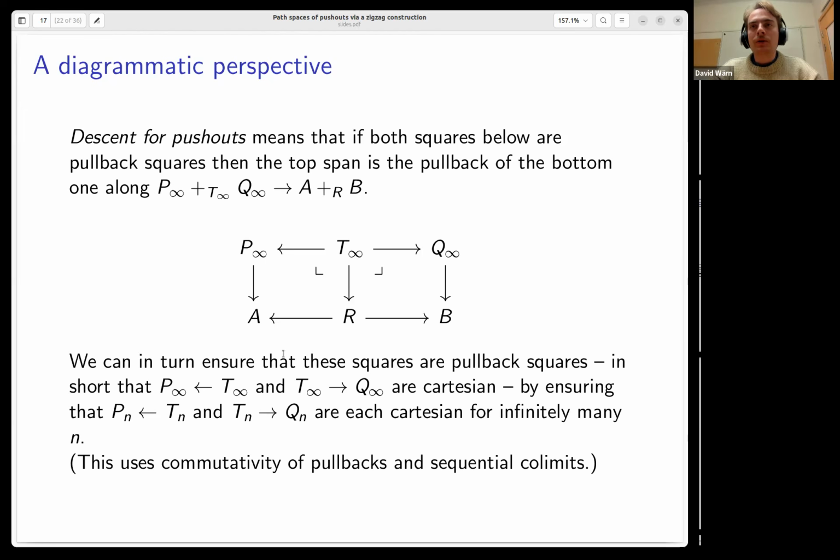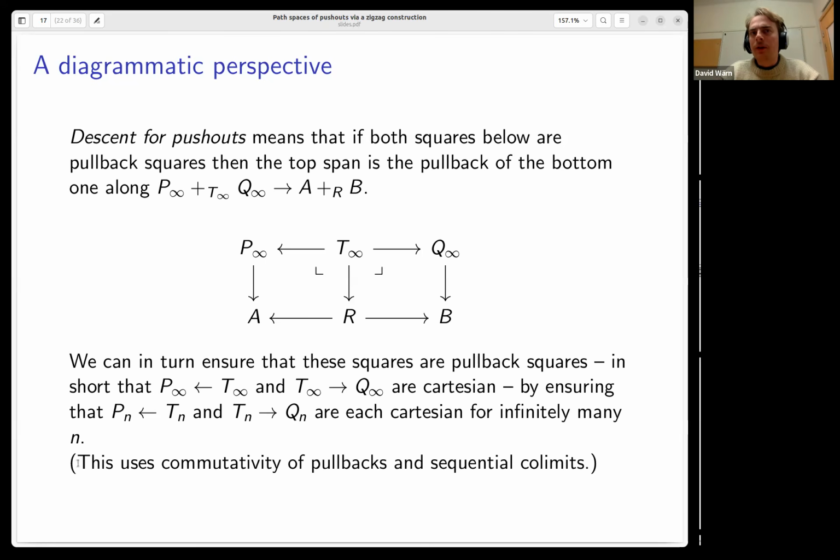So we want to ensure then that these squares are pullback squares. And the way to ensure this is, so this span above is defined as a sequential colimit. And we can ensure that these squares are pullbacks by ensuring that for infinitely many stages, the map Tn to Pn is a pullback of the map R to A. And for infinitely many n, the map Tn to Qn is a pullback of the map R to B. But not for the same n's. So there will in general be no n for which both of these are pullbacks at the same time. And that's why we need to take this colimit.